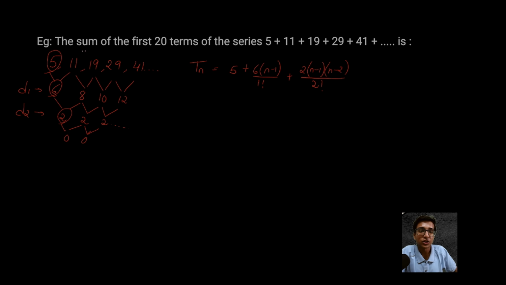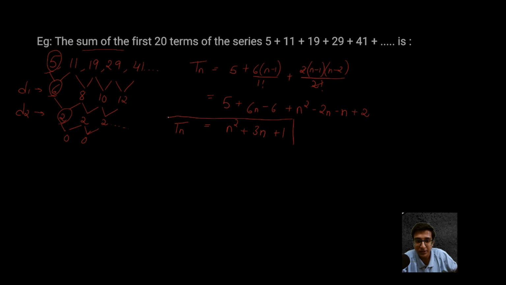In the question we are asked to find the sum of the first 20 terms. So let us find what the nth term would be first. This would become 6n minus 6 plus 2 factorial, the 2 cancelled out. This would become n square minus 2n minus n plus 2. N square, 6n, minus 3n, this would become plus 3n, and here it would become plus 1, Tn. So this is the nth term of this series.